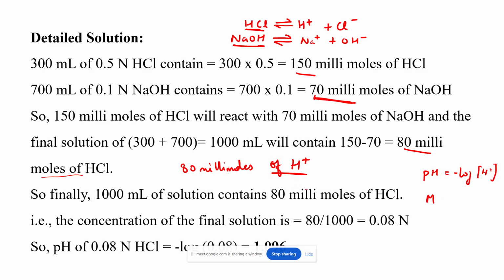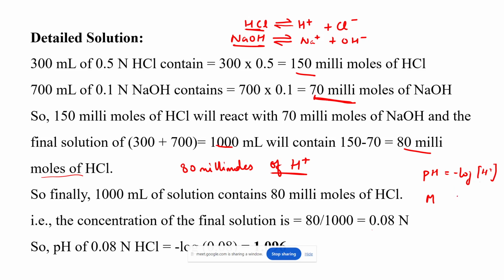So 80 millimoles of HCl in 1 liter of solution, because 300 ml of HCl was mixed with 700 ml of NaOH. So total volume is 300 plus 700, that is 1000 ml. In 1000 ml, that is 1 liter, you have 80 millimoles. That is, the molarity is 0.08 molar or 0.08 normal. So 0.08 molar will be the concentration of H plus ions.